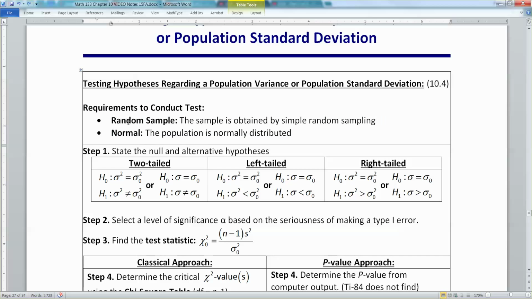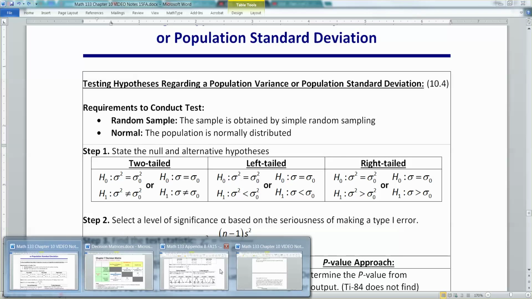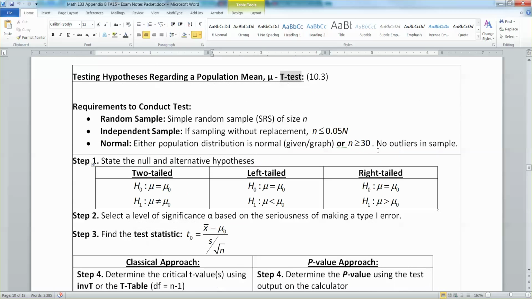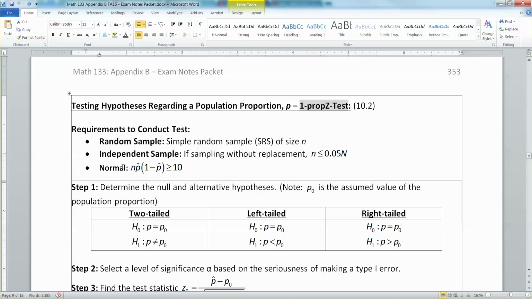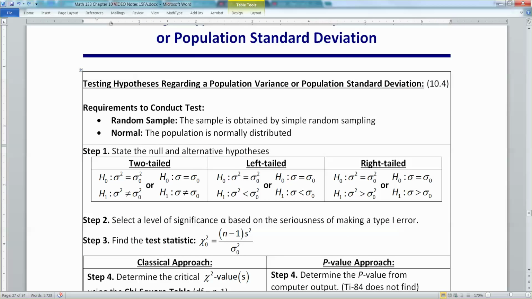For starters, it only has 2 requirements. It has to have a random sample and it has to be normal. You lose the independent factor, that's not really mentioned in here. And then also you lose this part, right? That n is greater than 30, or from section 10.2, that n times p times 1 minus p is greater than 10. Those are not options for a hypothesis test for variance or standard deviation. You just have to know that it's normal, period. No greater than 30, no n times p times 1 minus p greater than 10, none of that. You have to be given that it's normal. So it has to be given or in a graph, right? It can come from either one of those things.